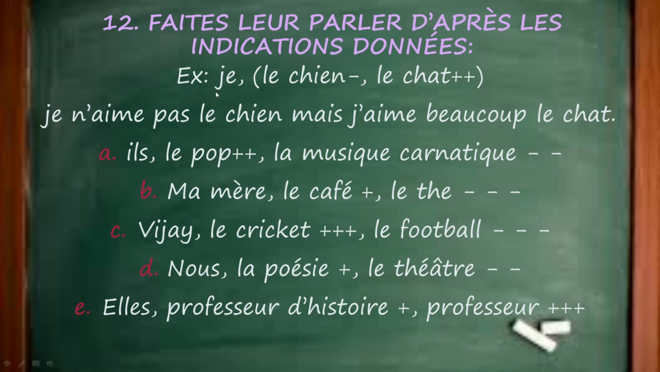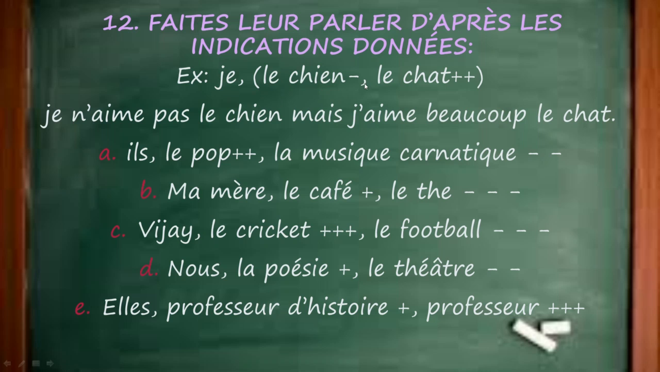So for the example, they have given a subject, je. Then they have given le chien. Then they got a minus sign, which means you got to say I... If one minus is given, you just use the verb aimer in negation. Je n'aime pas le chien. Okay, je n'aime pas le chien.